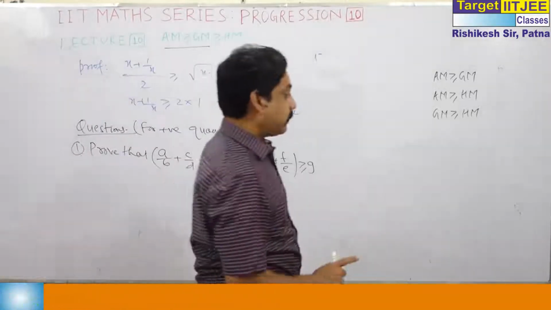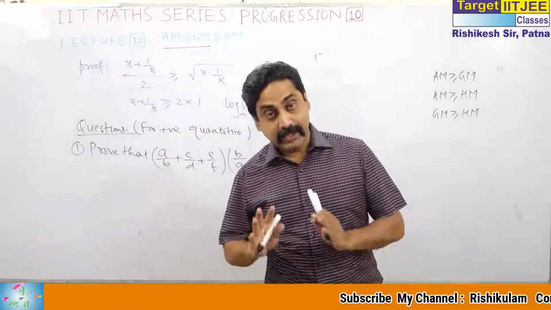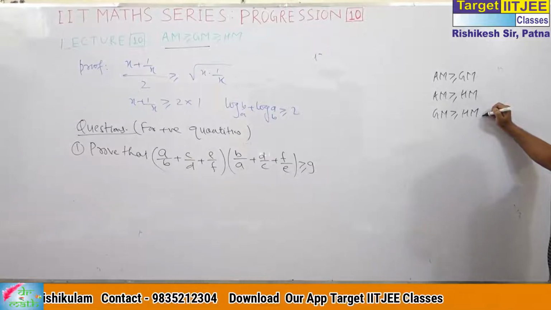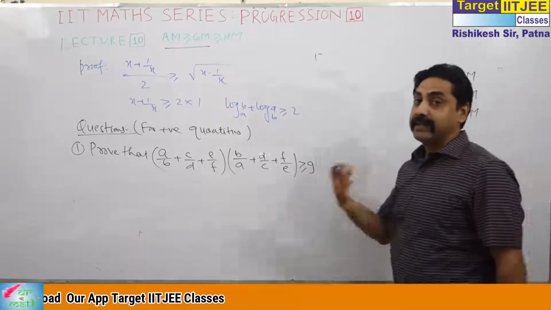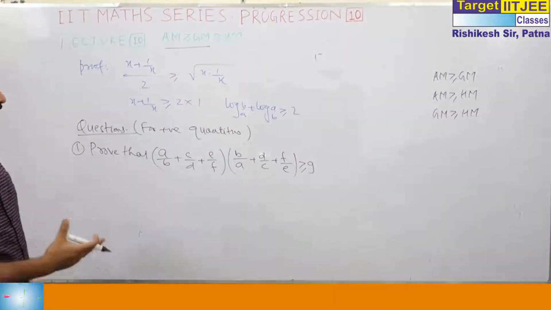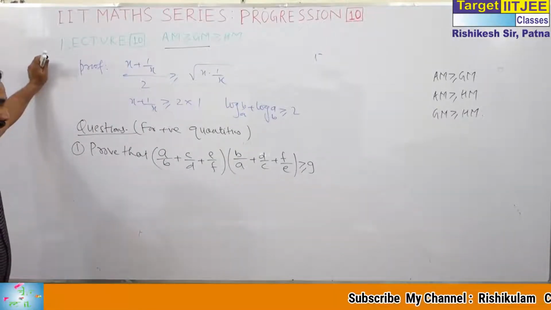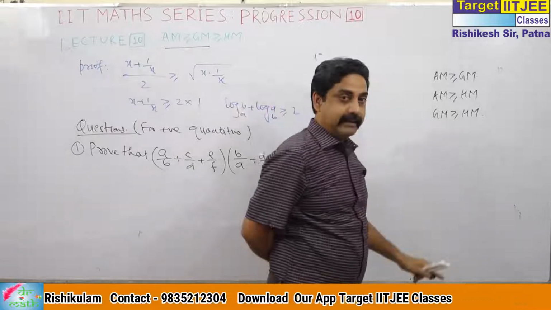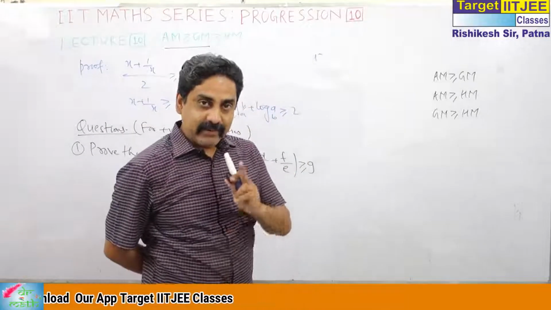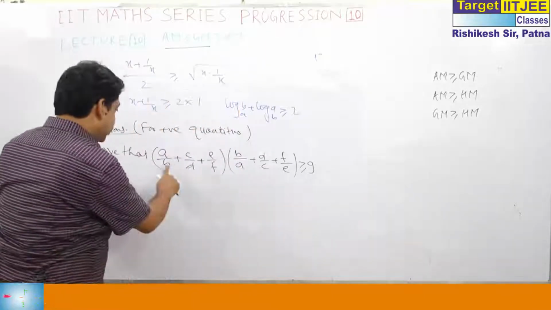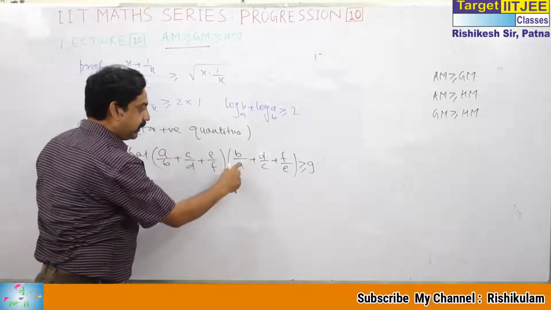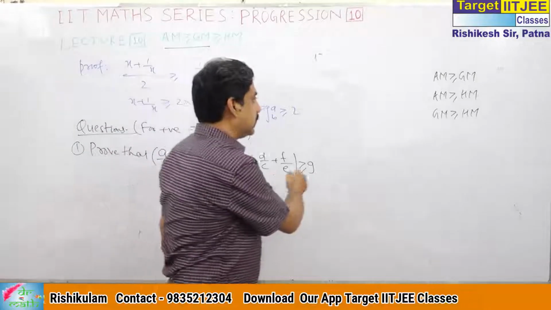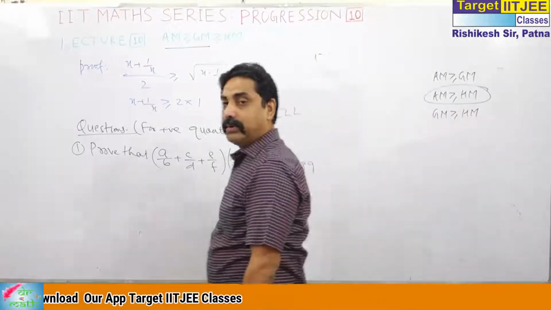First of all, we have to guess. It is just a guessing game: we have to guess what would be applied there, and then in which quantities they are applied. It is very easy to decide which one will be applied because these and these are reciprocals. A by B and B by A are reciprocals. This is a sum of reciprocals, which suggests AM greater than or equal to HM.